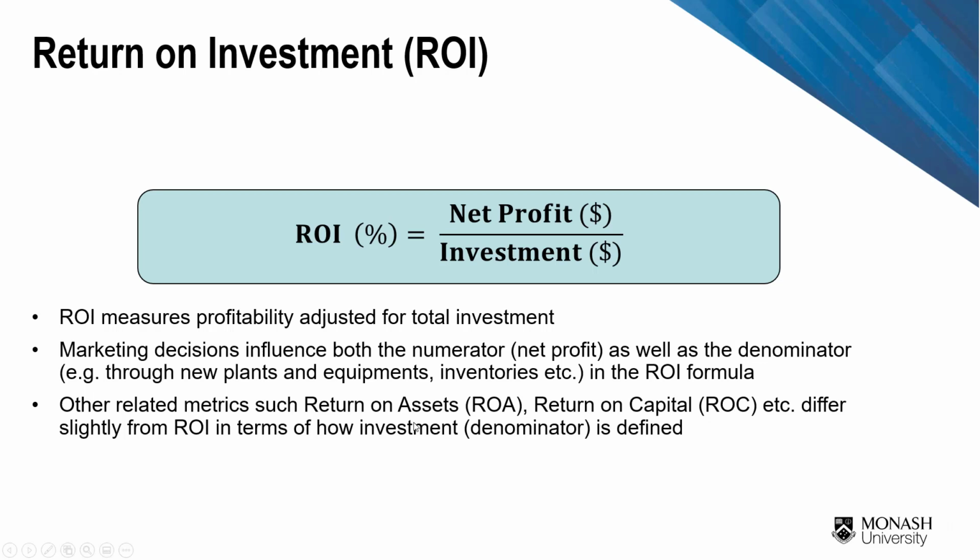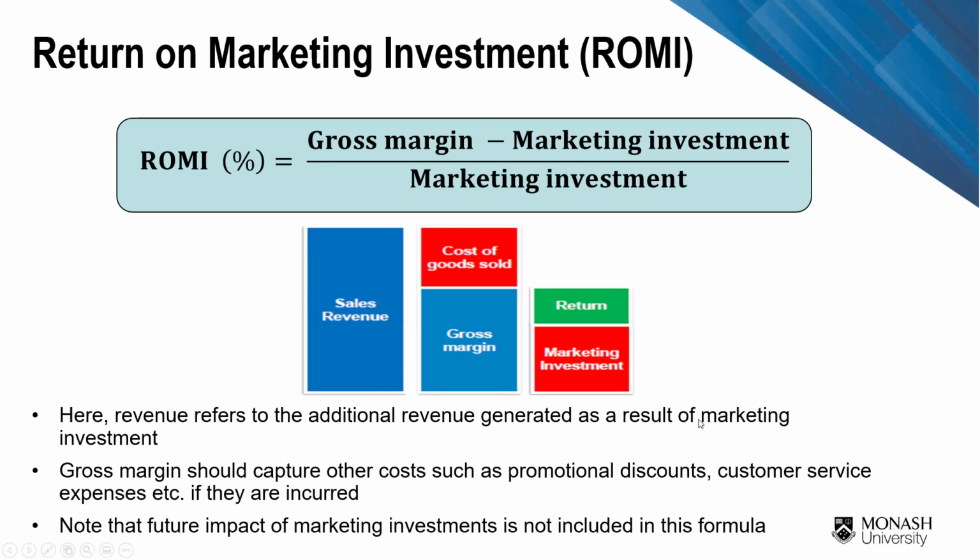So you have other metrics, which are return on assets and return on capital, but they all have sort of the same thing. The only thing that is different is always the denominator. Return on assets is basically how much net profit is generated from the assets that you purchase. Return on capital is how much net profit is generated from the capital. Here, you have return on marketing investment or ROMI, which is what we're going to talk about.